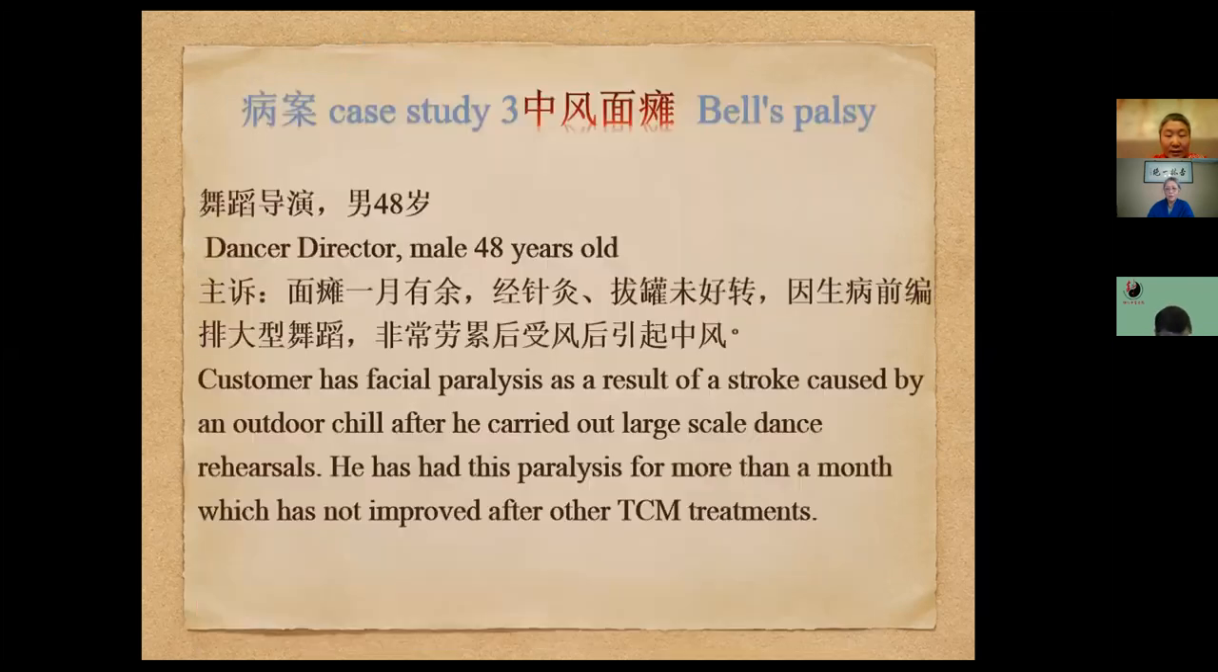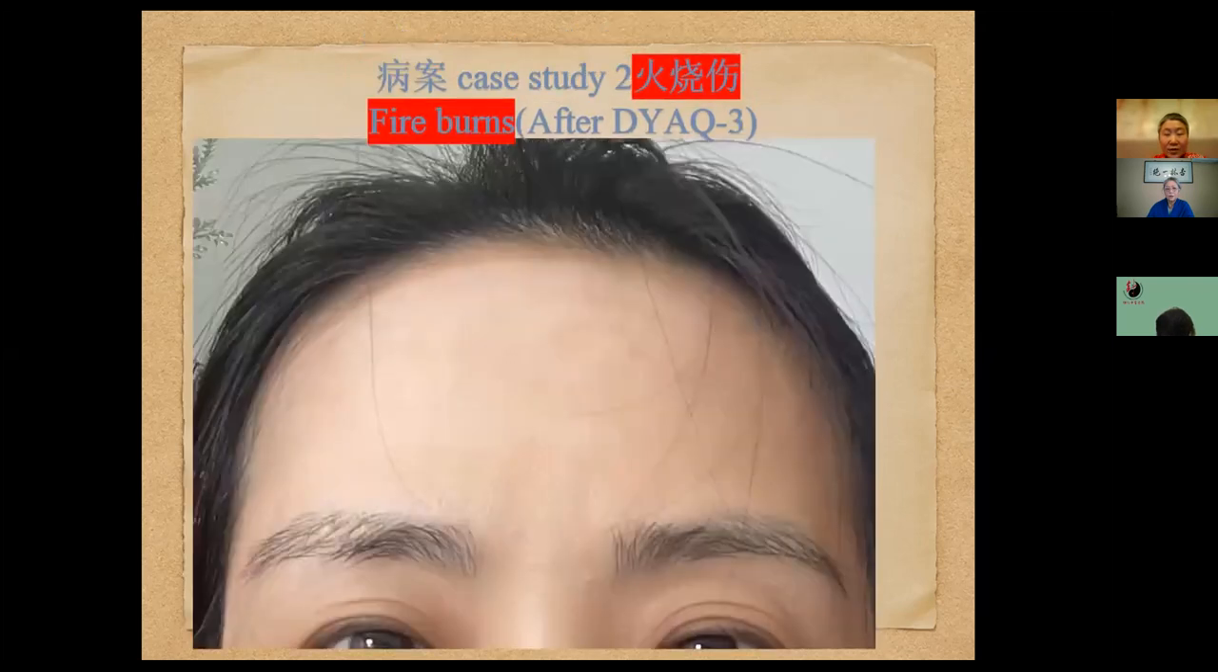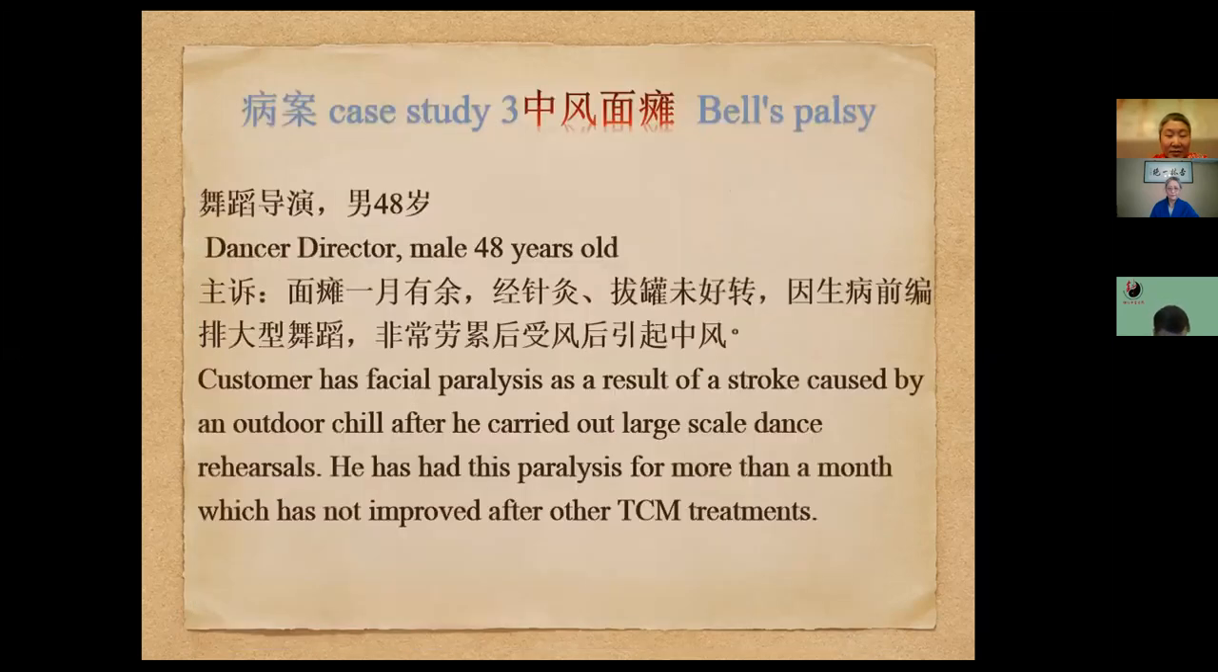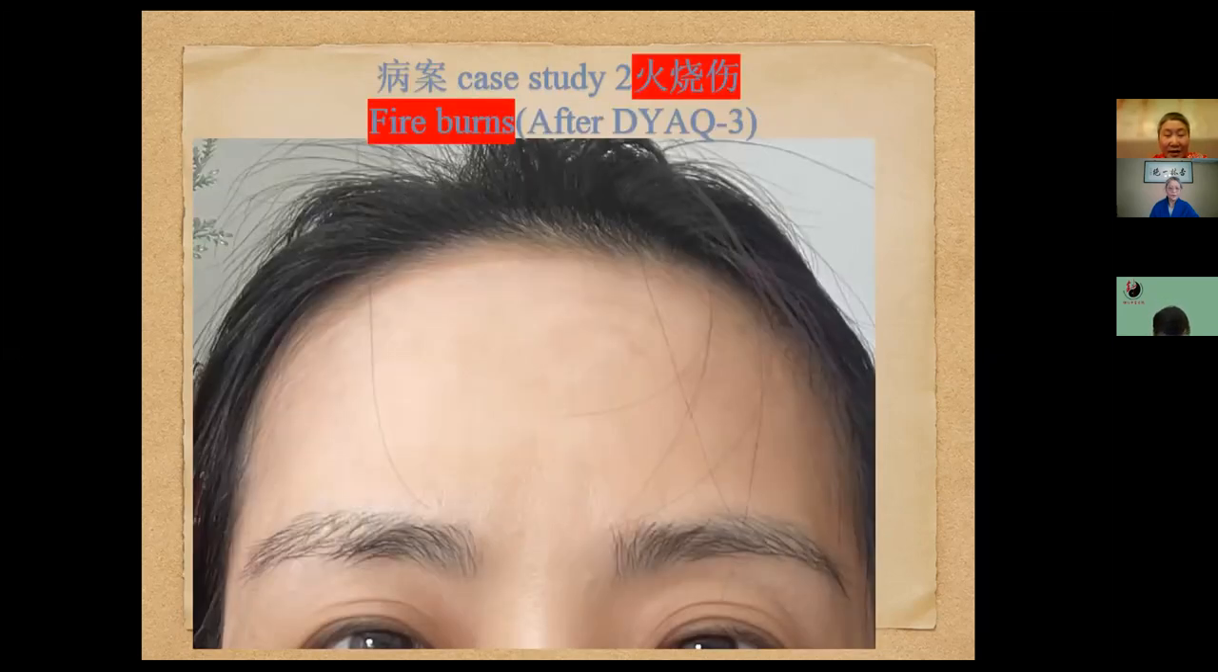We can see at last the healing, so there's no scar left. No miracle. Yeah, there's no scar left. There's no hand picture we can compare, but we can see the forehead.